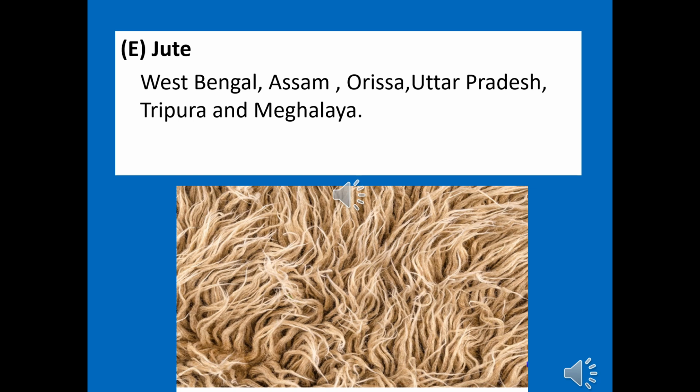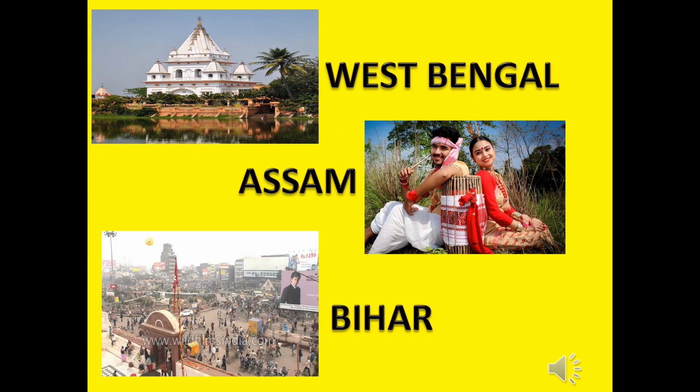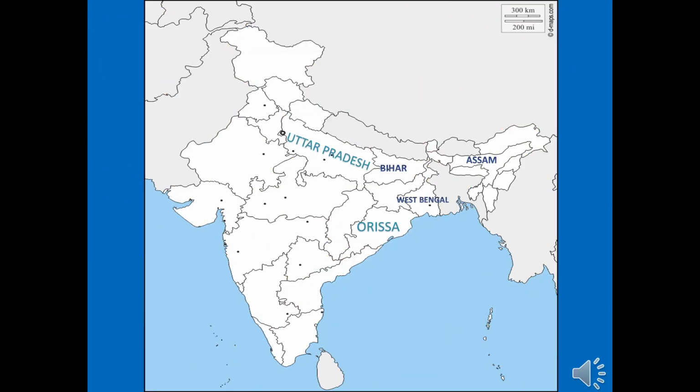The cultivation of jute in India is mainly confined to the eastern region of the country. The jute crop is grown in nearly 83 districts of 7 states: West Bengal, Assam, Orissa, Bihar, Uttar Pradesh, Tripura and Meghalaya. West Bengal alone accounts for over 50% raw jute production. Mainly found in West Bengal, Assam and Bihar. The location of the 3 main states where jute is grown are as follows.